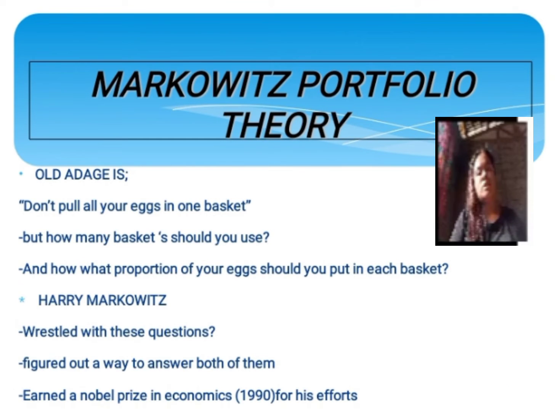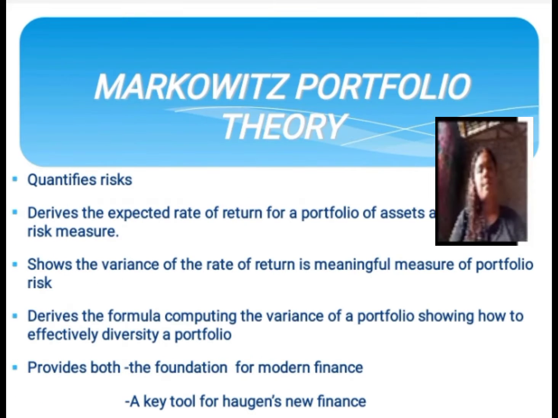The old adage is don't put your eggs in one basket, but how many baskets should you use and what proportion of your eggs should you put in one basket? So Harry Markowitz resolved these questions. He figured out a way to answer both of them. Markowitz also earned a Nobel Prize in Economics in 1990 for his efforts.